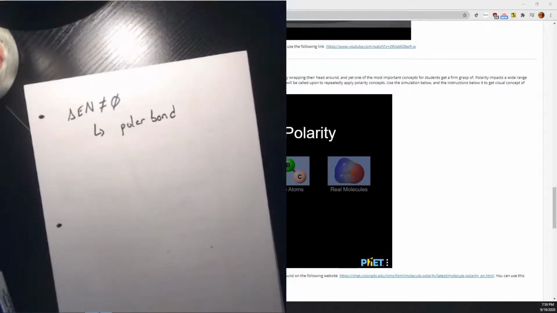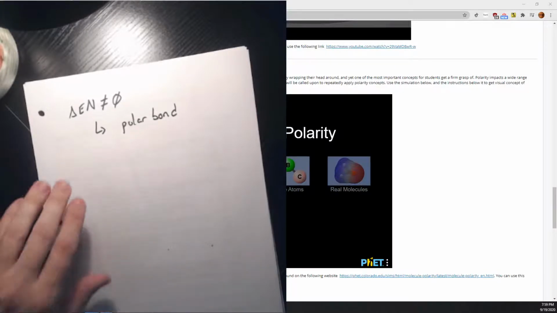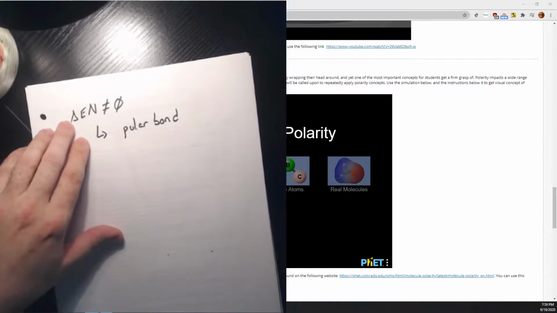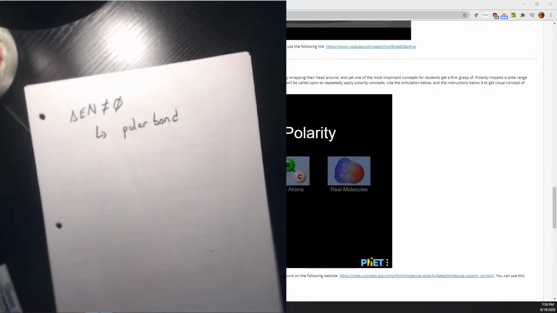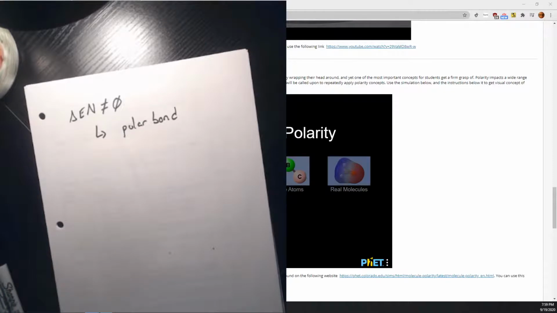So if you're looking at a covalent compound, you're looking at covalent bonds, and the atoms on either end of that bond can have different electronegativities. If they do have different electronegativities, that means you have a polar bond. If they have the same electronegativity, or if they're very, very close, then you have a nonpolar bond.